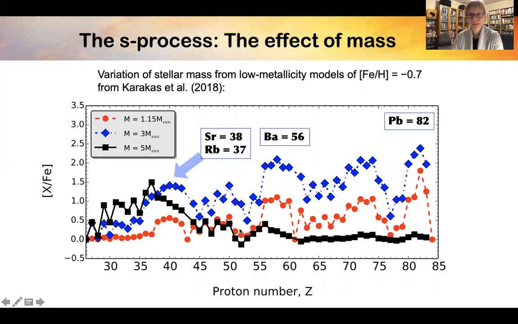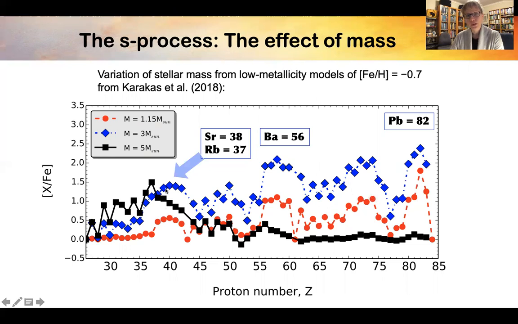This is for a metallicity that's maybe appropriate for the Small Magellanic Cloud, so [Fe/H] of minus 0.7. So metal poor, but not super metal poor. Now, I want to focus on a couple of different things. Let's look at the peaks of the abundance predictions. If I look at my 1.15 and 3, you'll notice they have very similar distributions. We'll get to why later.